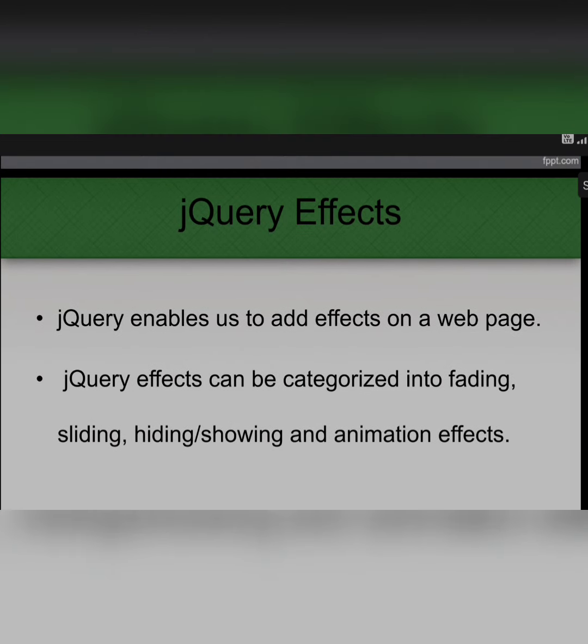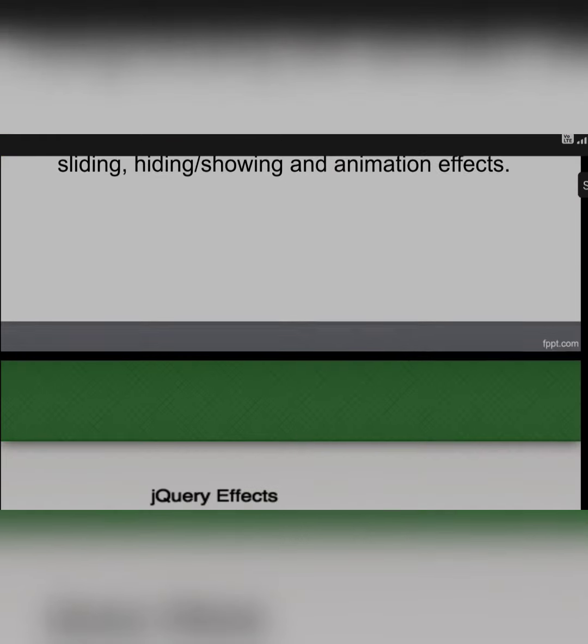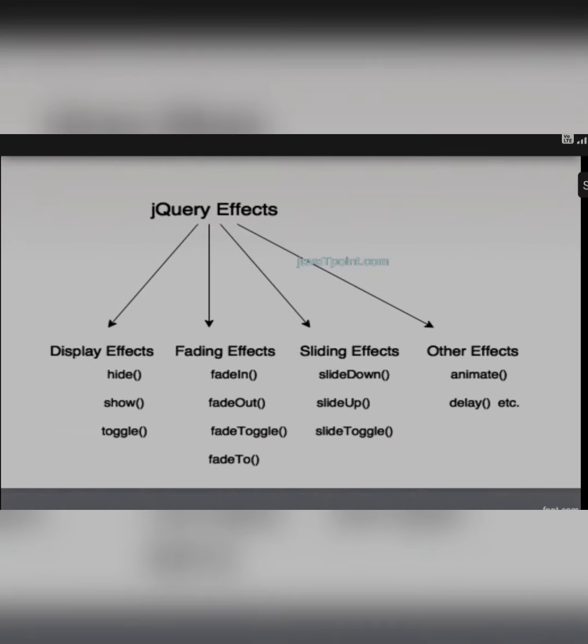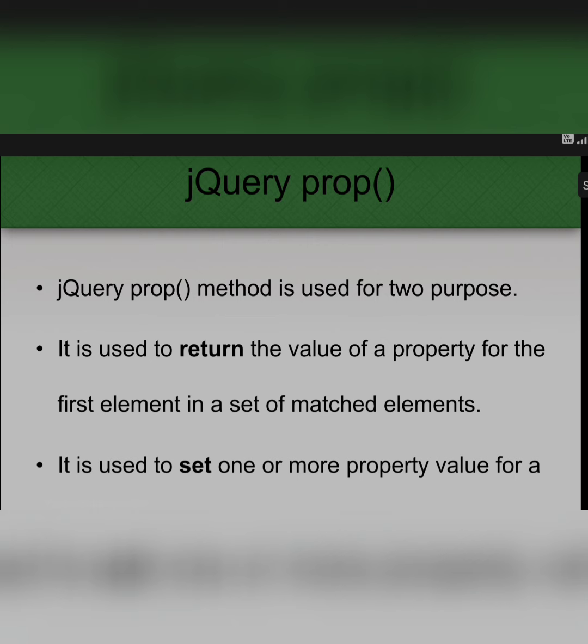jQuery effects. It enables us to add effects on a web page. The jQuery effects can be characterized into fading, sliding, hiding and showing, and animation effects. These are the jQuery effects we are going to use. There are many methods we are going to use, mainly concentrating on display, fading, sliding and others. jQuery prop.